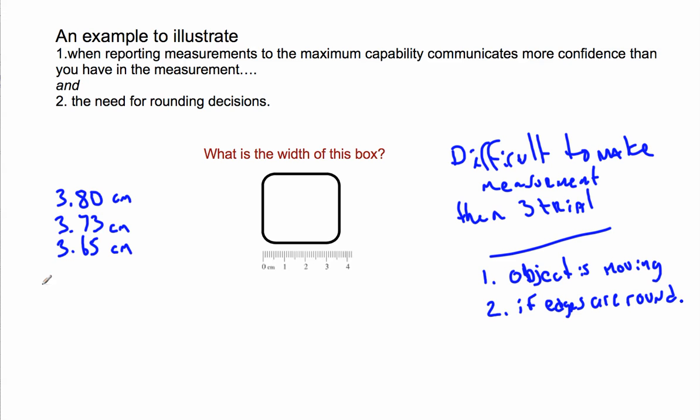Now, if we're going to report a measurement, of course we can't report 3. This box only has 1 width, so we're going to take an average. I'm going to take an average of those 3. And you can pause it and take the average yourself, but if you do, it comes out to 3.73 centimeters. And in the next segment of the video, we'll take a look at how to interpret these measurements.